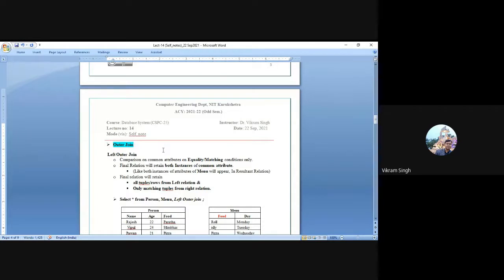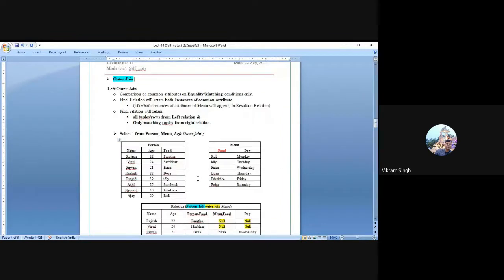It has two possible types. First is called left outer join. Second is called right outer join. Left outer join means that in the from clause, the left side database table will be retained. All the tuples from the left side table will be retained, but from the right side table, only matching tuples will be retained in the final table. Similarly, in the right outer join case, all the tuples of the right side table will be retained, but from the left side table, only matching tuples will be retained, right?